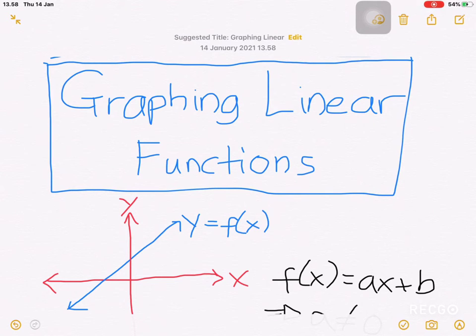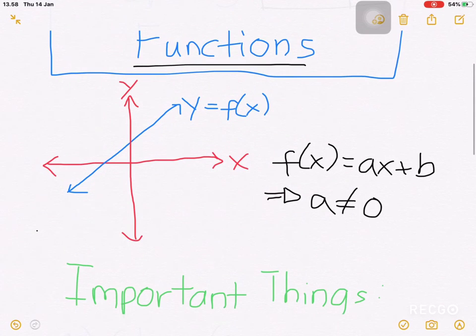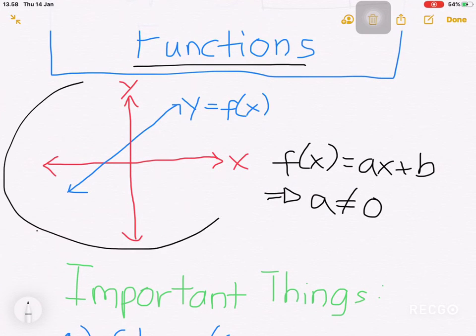Today we're going to talk about how to graph linear functions. As the name suggests, linear, from line, is a function that when graphed looks something like this right here. I'll just circle this in back. So this is an example of a linear function.